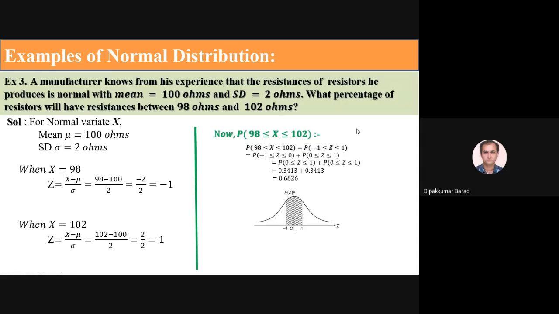Now, we have to find out what percentage of resistors. So the percentage of resistors is 68.26%. From this you have to multiply by 100 and convert into a percentage.